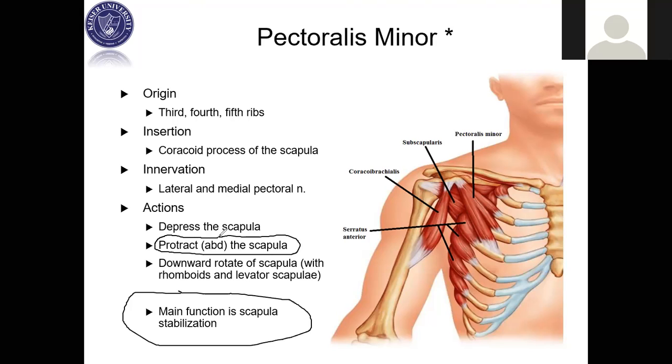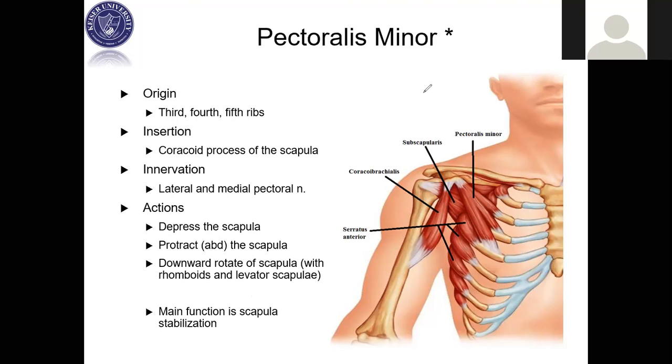So for pec minor, you need to know the origin as ribs 3, 4, and 5. It inserts into the coracoid process of the scapula. Remember, it's that finger-looking projection on the anterior portion. Remember, pec minor is on the anterior portion. You can see it because you could see this gentleman's face, and you could see the sternum there with the manubrium, the body, and the xiphoid process.